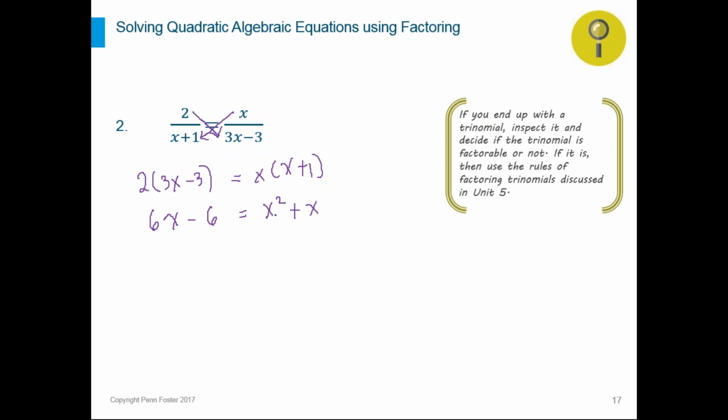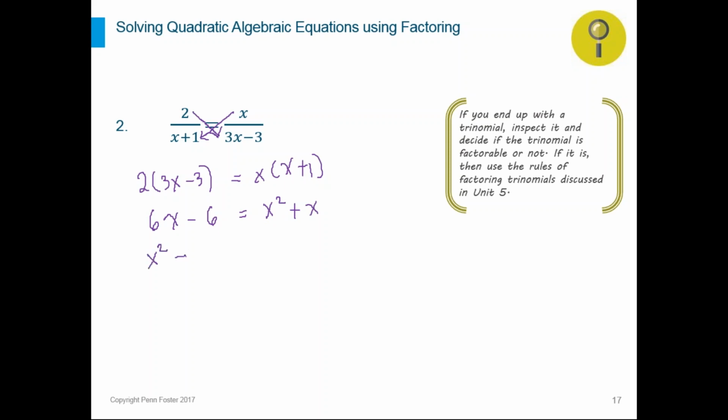Now, I have x and 6x. I know that I'm able to combine that, so I'm going to do that this way. I'm used to having the squared variable on the left-hand side, so I'm just going to switch my equation. I'm going to write it out like this.